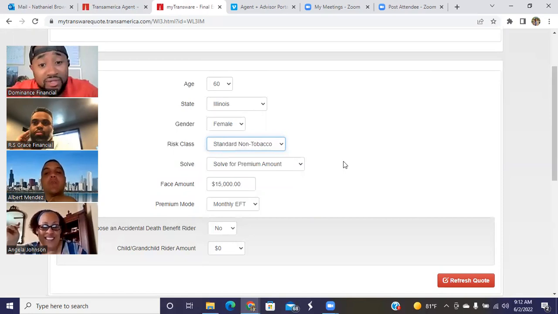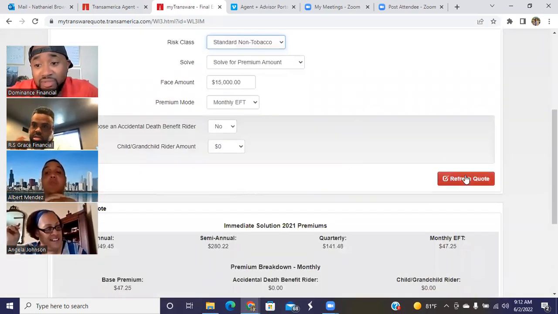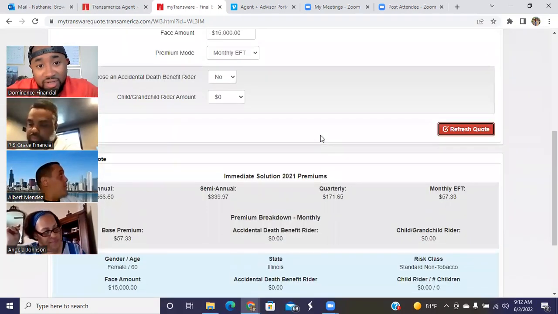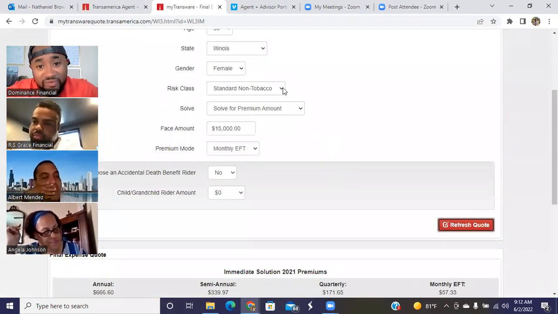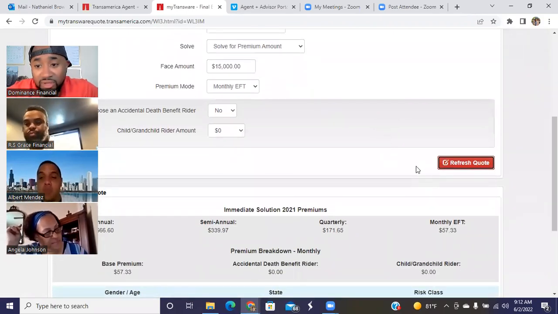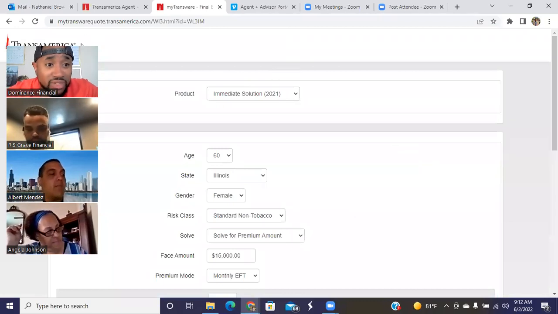But let me look up the standard. Let me compare the standard non-tobacco. That's the preferred. At standard, they're right back with the other guys, right in that ballpark, 57.33. So if they're healthy, go for the preferred. If they've got some medical concerns, then we'll go with that. So that's the quoting engine.